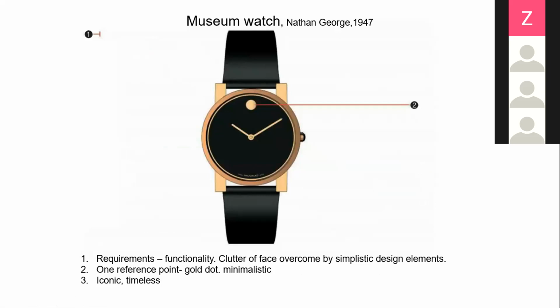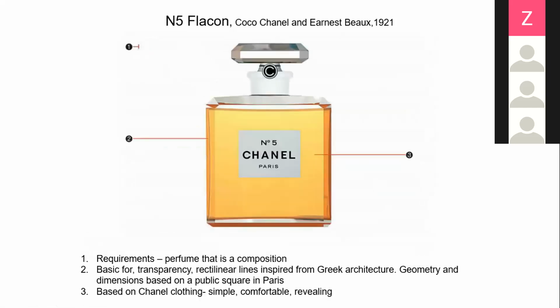The museum watch, the Coco Chanel perfume, and why it was number five, because out of the whole range of perfumes that Ernest showed Coco Chanel when she was trying to make a perfume in her company, in her name. So she liked the number five that she tried. So that is why this perfume got the name number five.